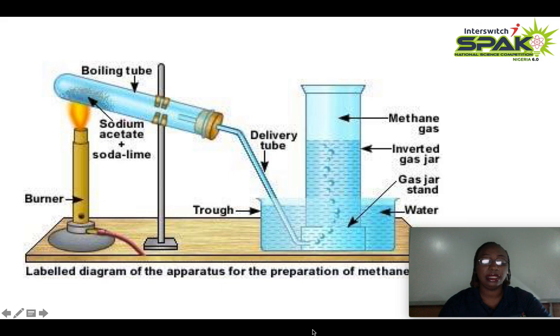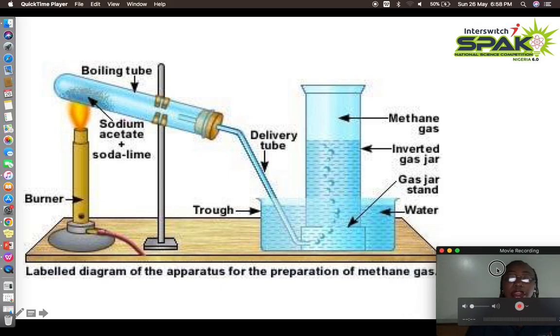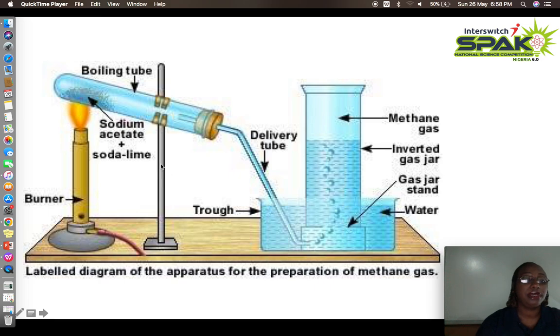Now this is a diagram for the preparation of methane. That's sodium ethanoate plus soda lime. You heat, and your methane is produced, collected upward.